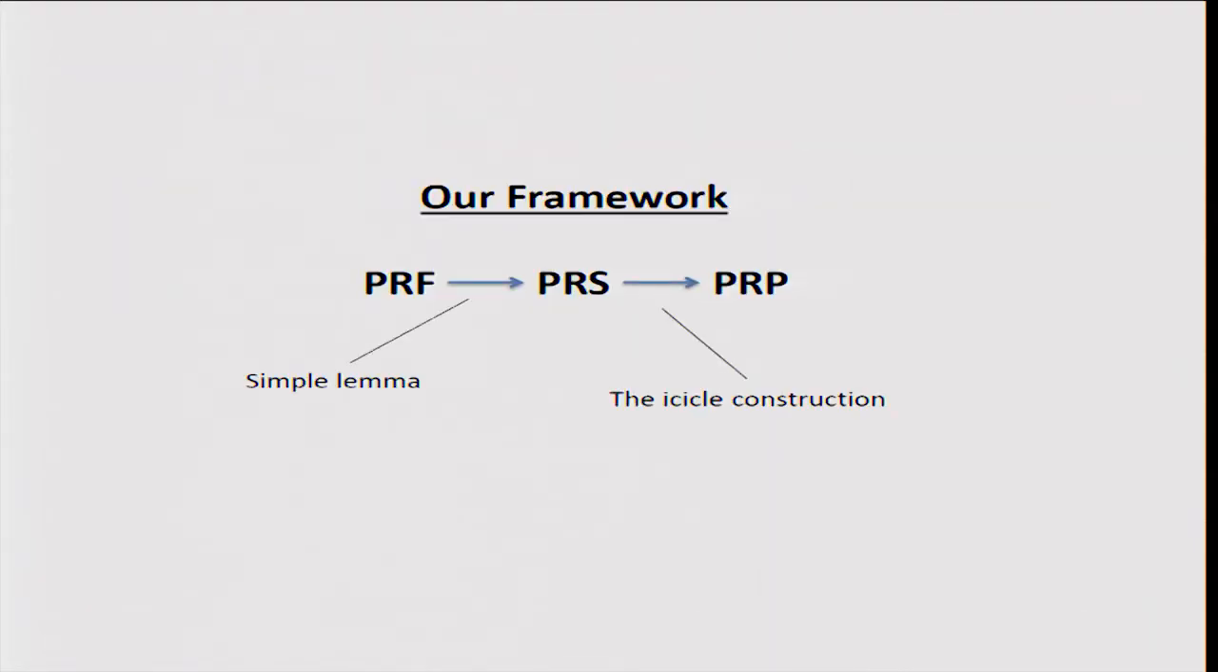Okay, so bouncing back to our outline here of our framework, that's the right part of this. So we've gone from PRS to PRP with this icicle construction. But that, of course, still leaves the left-hand side here. How do you build a PRS? We need a fully secure pseudorandom separator. How can we get one of those?